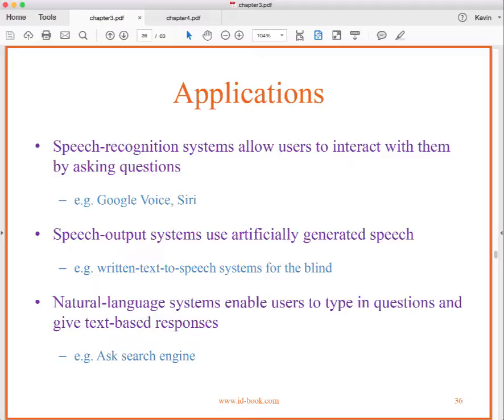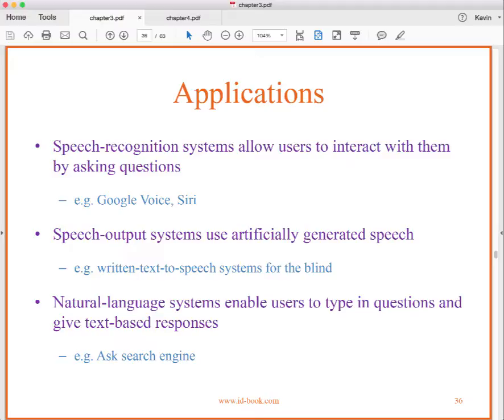So how does this relate to applications that we might get involved in the design of? Well, speech recognition systems allow users to interact with them by asking questions. So Google Voice, Siri, those kinds of things. Speech output systems use artificially generated speech. First of all, that becomes the output side of those speech interaction systems like Google Voice or Siri. Not only can you speak to them, but they speak to you, right?